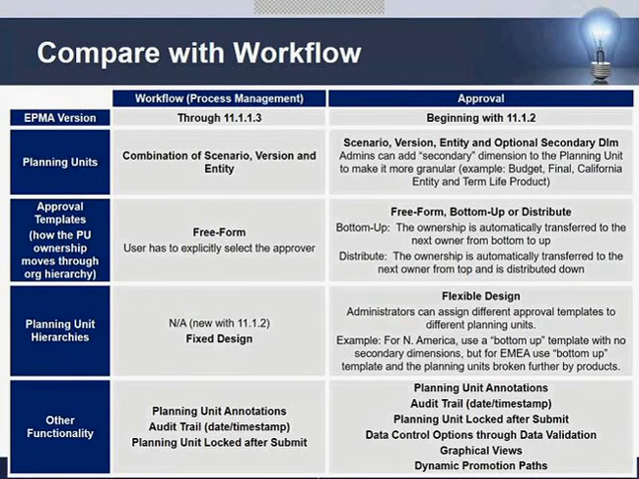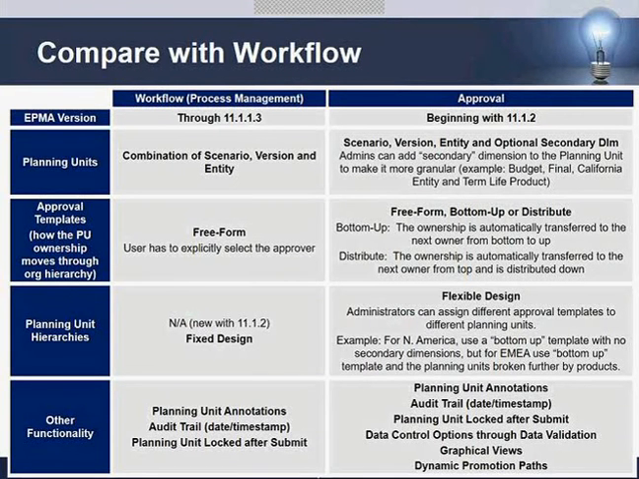So if you're familiar with the old workflow, which was available up through version 11.1.1.3, the new approval process that started with 11.1.2, there's quite a few differences. A lot of times people in older versions really couldn't use the workflow process because it did not meet their needs. For example, it used to be only the combination of scenario, version, and entity which defined a planning unit. But with the new approval process, you can also add an optional secondary dimension, such as a product or project.